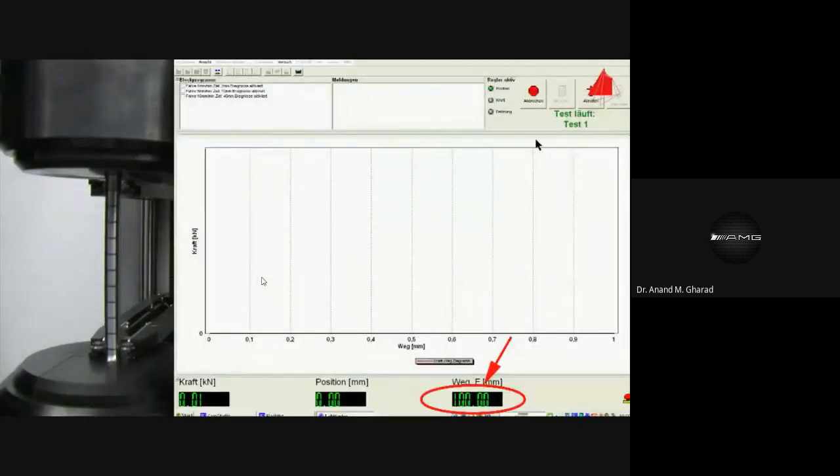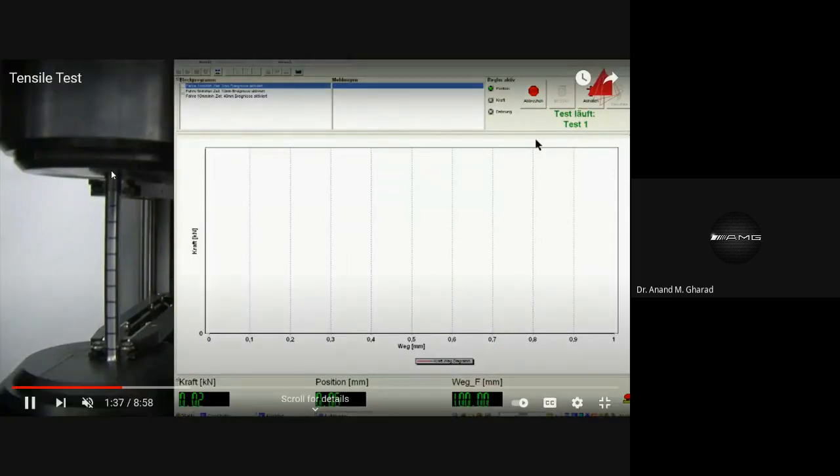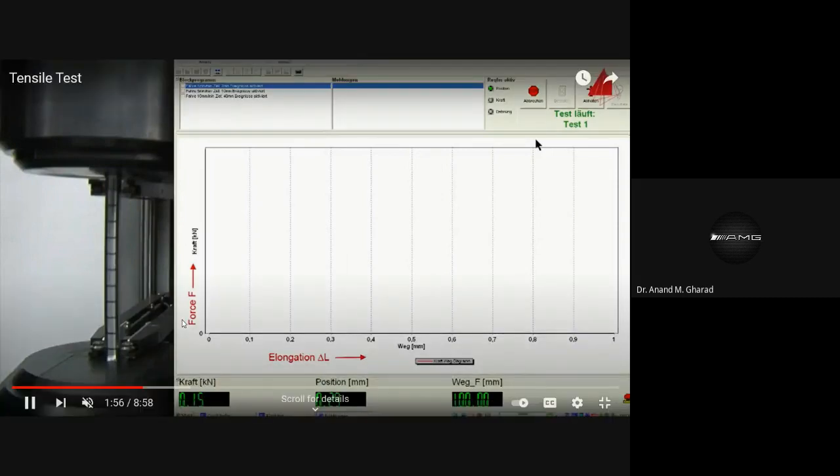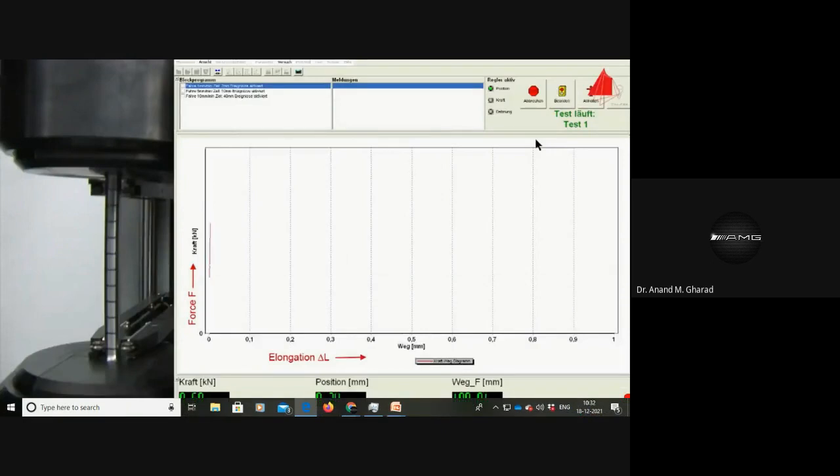So you can see the test has commenced. What is happening here is the UTM. Force is applied onto this specimen. A pulling force is applied, and the variation of stress versus strain, or load versus elongation, force versus elongation, is plotted. So you can see the variation.